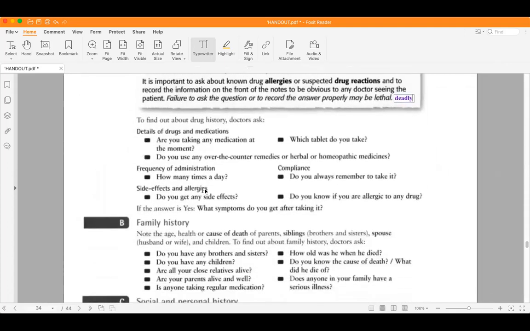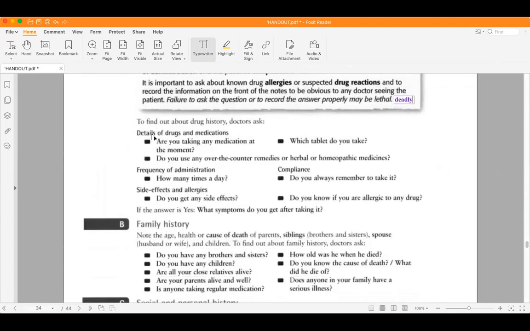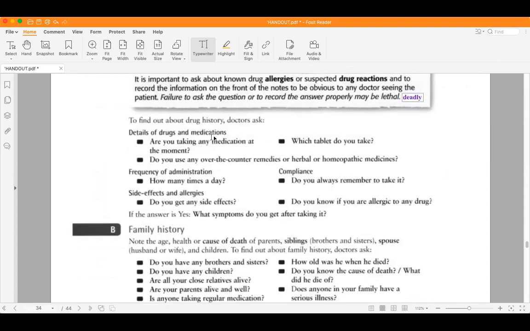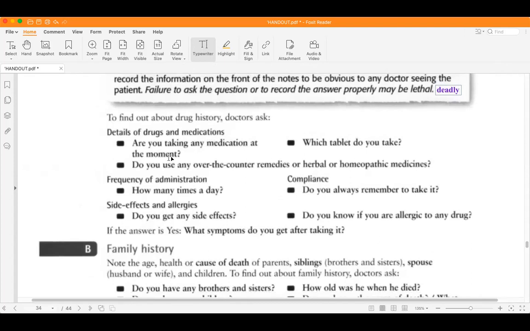All right, we have questions like the details of drugs and medication. The doctor asks questions like, are you taking any medication at the moment? Which tablet do you take? Do you use any over-the-counter remedies or herbal or homeopathic medicines?